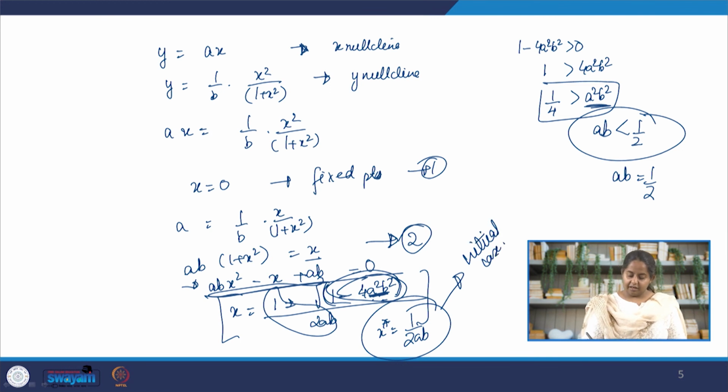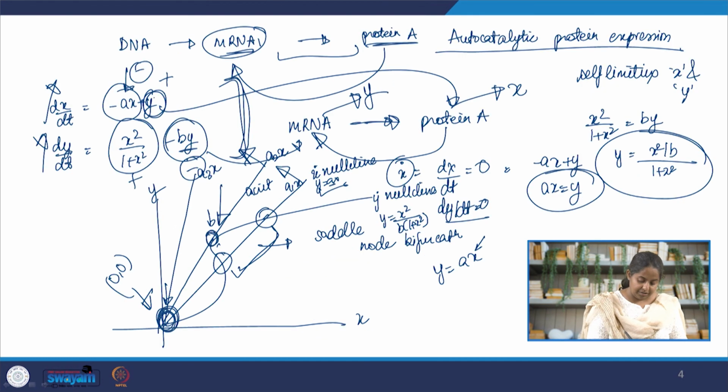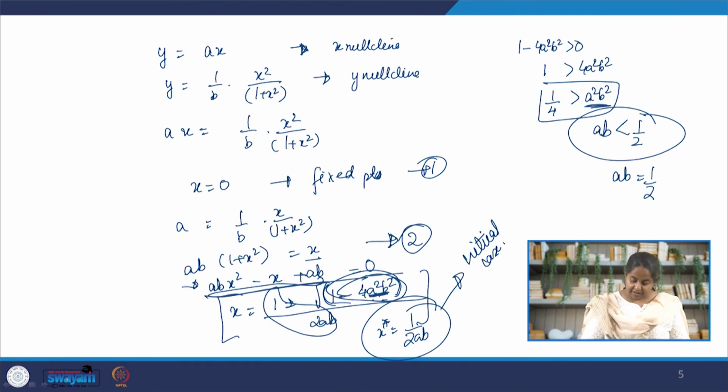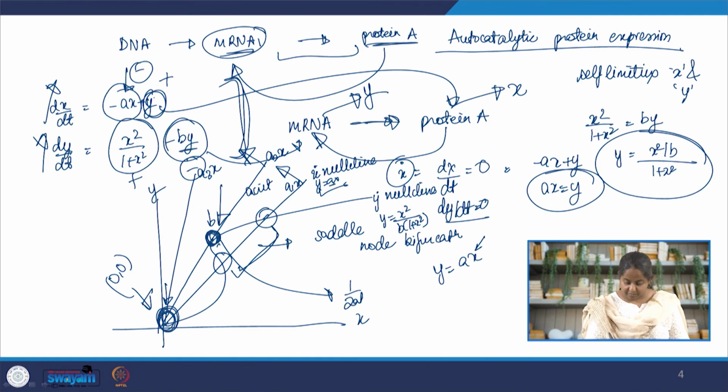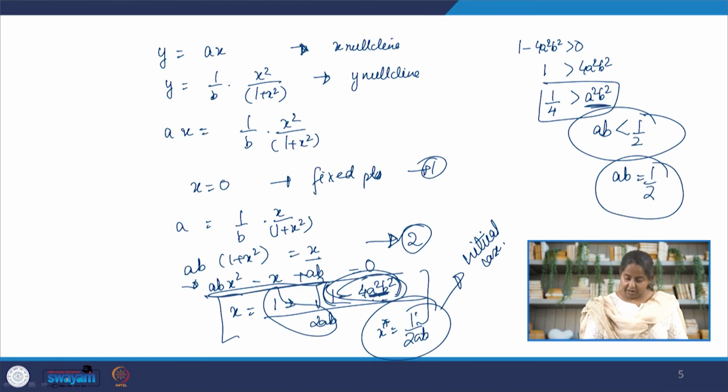This is when the line will be tangential to the sigmoidal curve here. So we now know the value of x here. x is given by 1 by 2ab. When we have the critical scenario, we also know that in this scenario ab is equal to 1 by 2. Okay, so ab is equal to 1 by 2. So if you put this value here, you will get your fixed point. This is the tangential place.